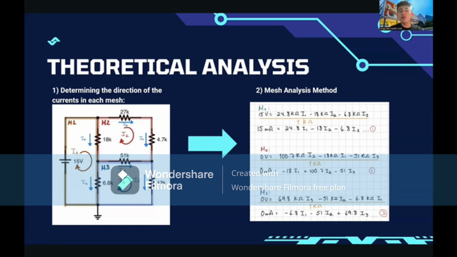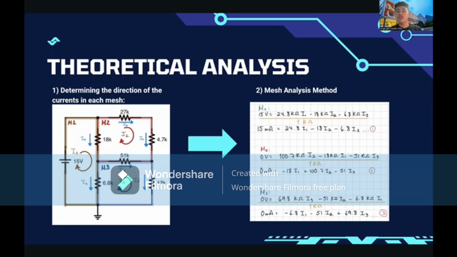Once we have assigned that, we proceed to build equations using Kirchhoff's voltage law, but in a short and fast method. In this method, on the left side of the equation, we write any voltage source on the mesh. In this case, just mesh 1 has a voltage source of 15 volts, and it's positive because the current in that mesh is entering the negative side of the voltage source and exiting the positive side. So the convention is accomplished.